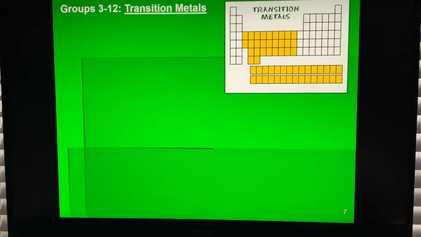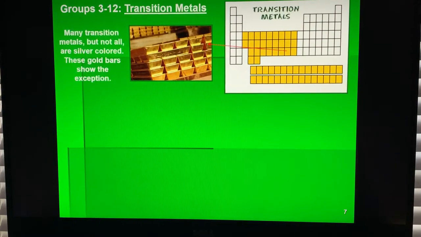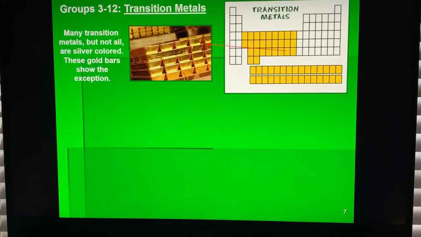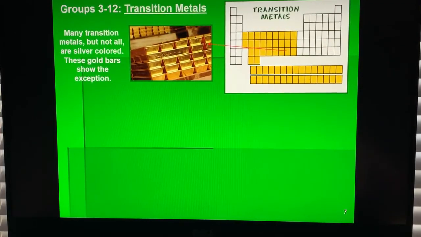It's really fast. Okay, so now we're going to take the entire center section, which is called the transition metals, because we're transitioning from the left side to the right side. And we're going to talk about them in one chunk because actually they have a lot of commonalities. So gold is an example. Many transition metals, but not all, like gold, are silver colored. And of course, gold is the exception. Most of them are silver.